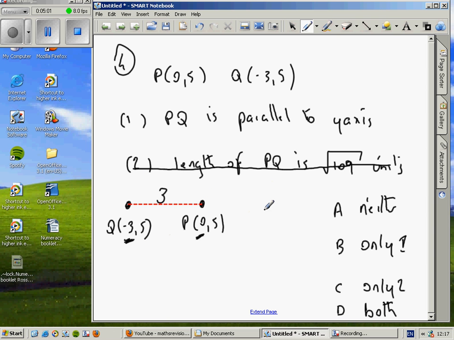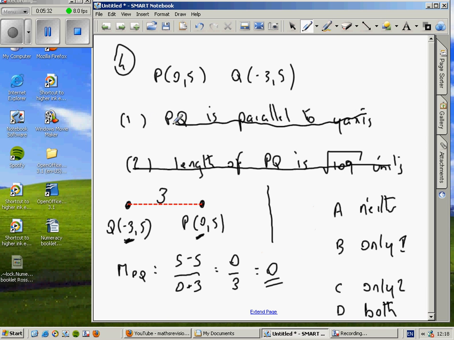If the line is parallel to the y-axis, it's a vertical line with an undefined gradient. We can see already that it's a horizontal line, but let's just confirm that by calculating the gradient, which should turn out to be 0. So, for the gradient of the line, it's 5 minus 5 over 0 subtract minus 3, which is 0 over 3, and the gradient of the line, as expected, is 0. So in fact it's a horizontal line which is parallel to the x-axis. Therefore, statement 1 is also untrue. Option A, neither statement is true.